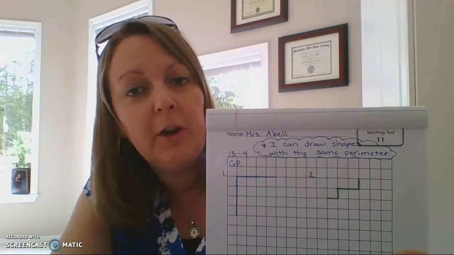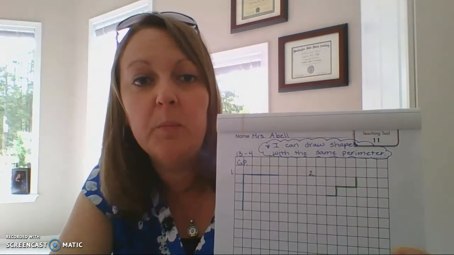So our learning target is I can draw shapes with the same perimeter. So they might look different, but they're going to have the same distance all the way around. So if you need to pause me at any time to get any supplies, that's okay. I'm also going to be using a variety of colored pencils or markers, because that way I'm hoping you'll be able to see my drawings a little bit easier.